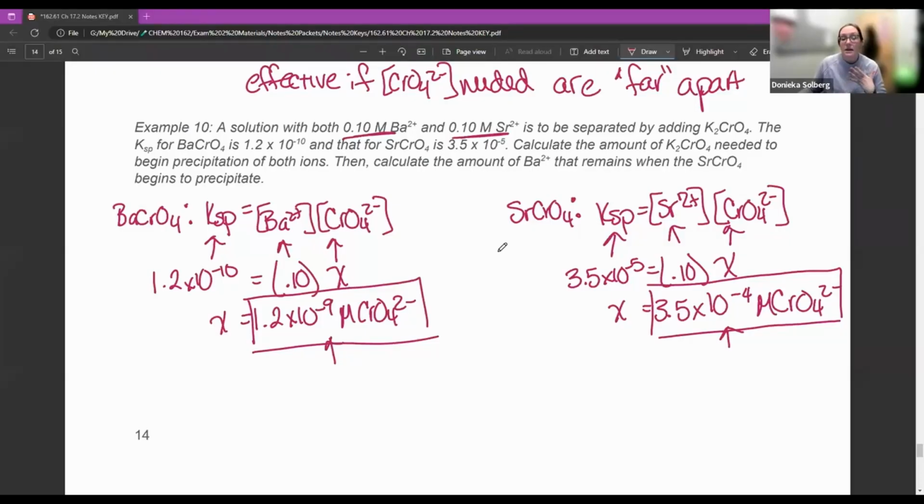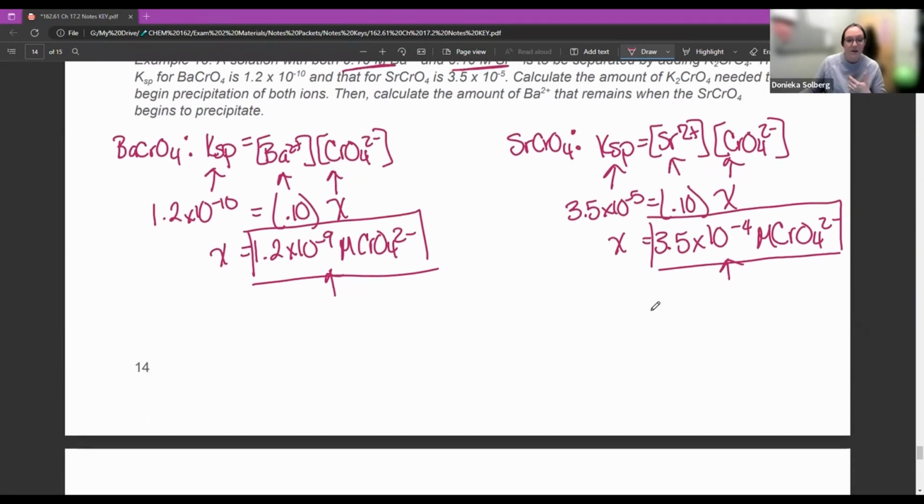So to actually calculate this and prove it, we're going to calculate how much barium would still be in here when this starts to precipitate out, like when I hit this one. This will prove to us whether it's going to be efficient or not. So how do I calculate that? Well, I want to know how much barium is left essentially when I hit this concentration. So I want to know this guy.